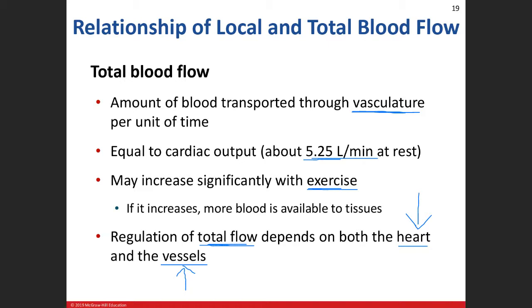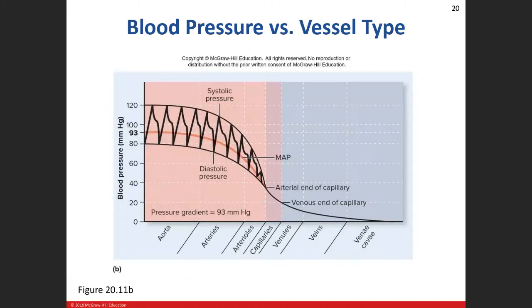So this is now where we're going to start talking about blood pressure. Keep in mind, when we talk about blood pressure, most of the time when someone says, I'm going to take your blood pressure, they're usually referring to the arterial blood pressure, because venous blood pressure is virtually zero. Capillary blood pressure goes anywhere from 40 to 20 millimeters of mercury, but it's usually arterial blood pressure because it's huge.